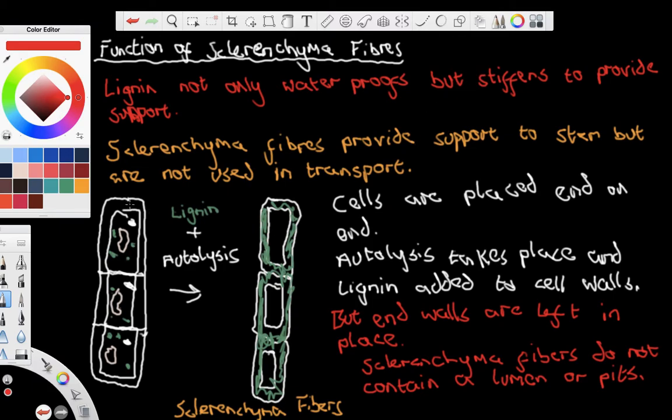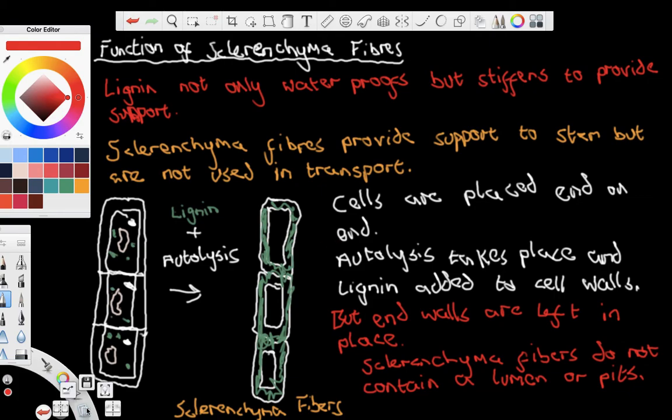What we get is these cells placed end on end, exactly like we have with the xylem. We get lignin being added to the cell wall, we get autolysis, but then the end walls are left in place. So we've got these building blocks that can go from the root of the plant all the way up the stem to the flower. Okay? By the end, the end plates are left in, no lumen is created because they're not involved in transport, they're only involved in support, and there are no pits, again, because they are not involved in transport.